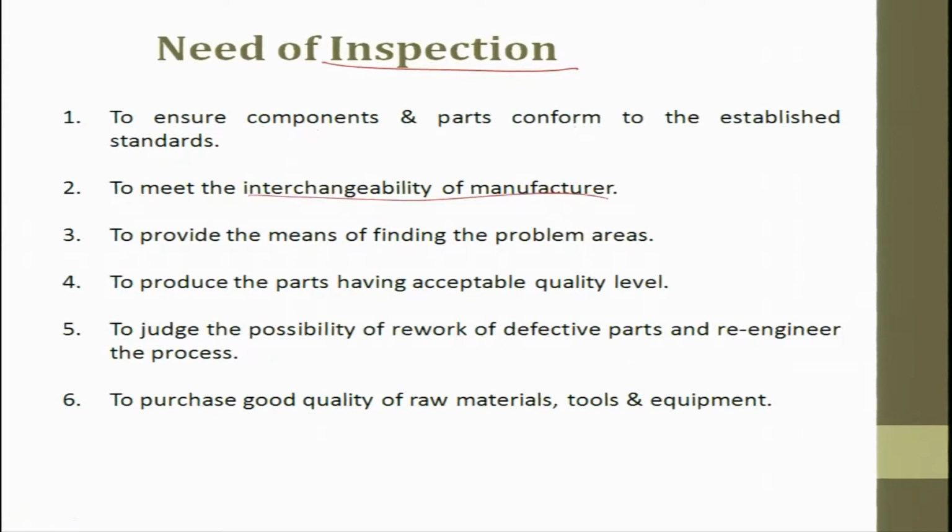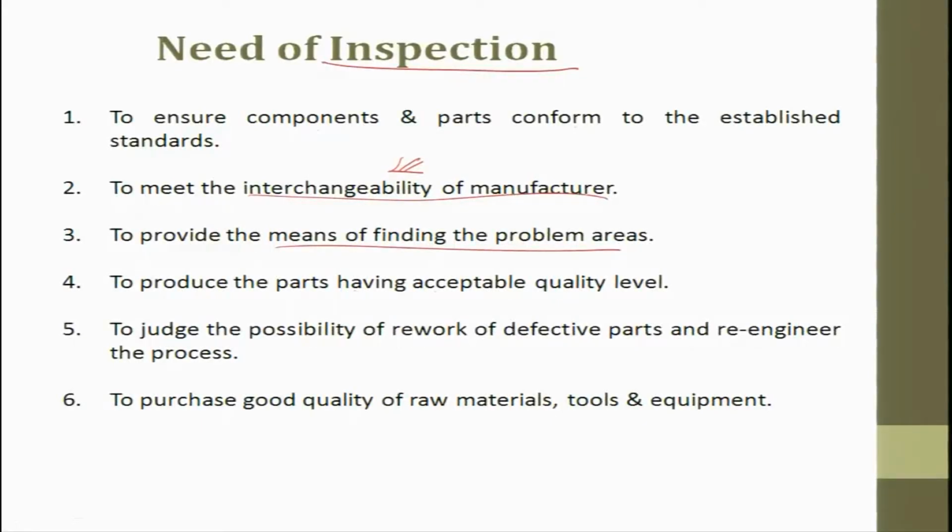Another need is to meet the interchangeability of manufacture. Interchangeability is a big concept and a revolutionary concept. Most interchangeable components fall under some standards, and if you want your manufacturer to produce a part and maintain the interchangeability concept, inspection is very much important. It is also a means of finding the problem areas. If you start inspecting a part, then you can quickly say where the process mistake is, or in this particular part when it is assembled where the mistakes can happen.